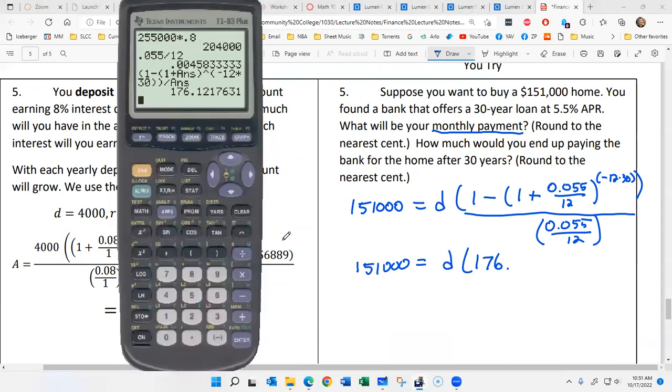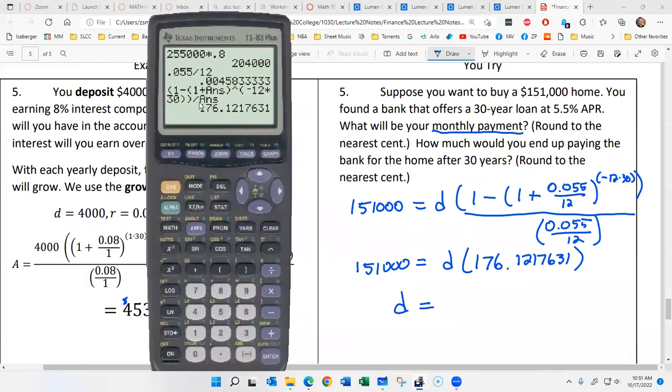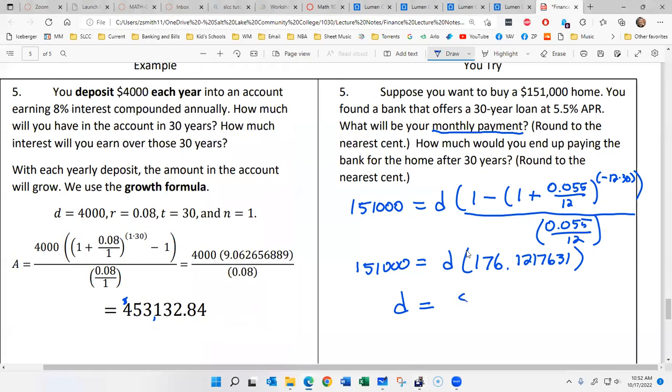So if you wanted to show some work here, you'd want to write the whole bit of information. I'm going to move this off screen so I don't lose it. 1, 2, 1, 7, 6, 3, 1. All of that. And then we can solve for D. You just need to divide by that number into the 151,000. Since we have the answer button storing that 176, we can just do 151,000 divided by answer button without having to type that whole thing in. 857.36.